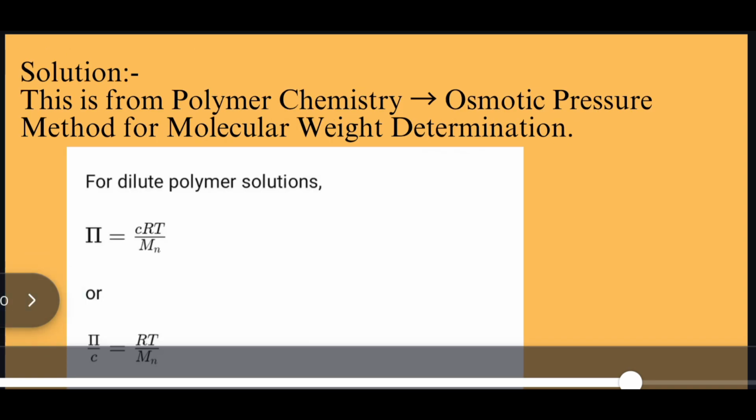This is from polymer chemistry, osmotic pressure method for molecular weight determination. In this concept, they have picked this question. Now we'll see the solution. For dilute polymer solutions, pi is equal to CRT divided by Mn, or pi by C is equal to RT by Mn.